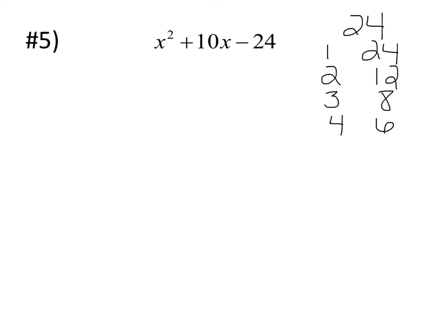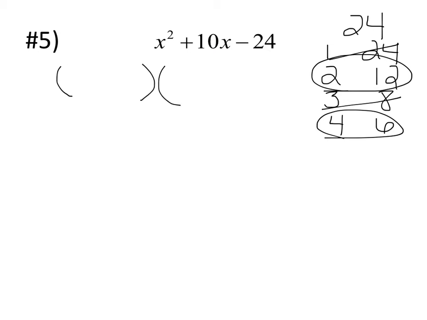1 and 24? No. 2 and 12 could. 3 and 8? No. 4 and 6 could. So we need to be careful here. It could be either one. So we're going to begin construction. I've got x and x. Always keep your first sign. Plus, if your first sign is positive, you keep your second sign. So we're going to keep the minus. So let's try 12 and 2. So always put your larger number first.